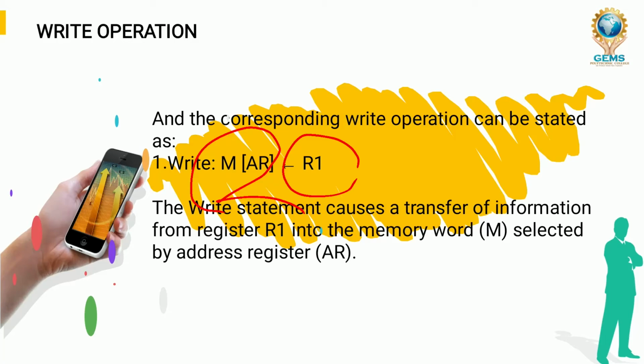When you want to write, we have to put the data inside of the memory. This process is called write operation. Just look here: R1 shows an arrow towards the memory, which means you are putting the data inside of a memory. The write statement causes a transfer of information from register R1 into the memory word selected by address register AR.